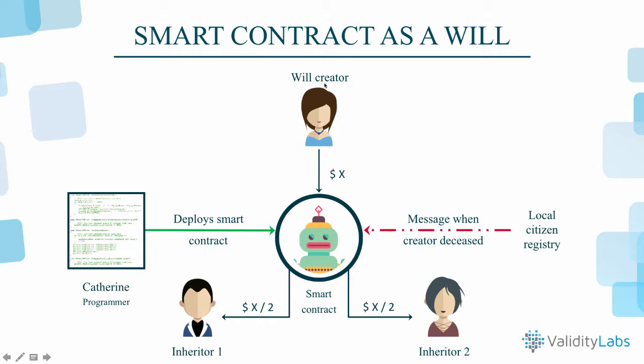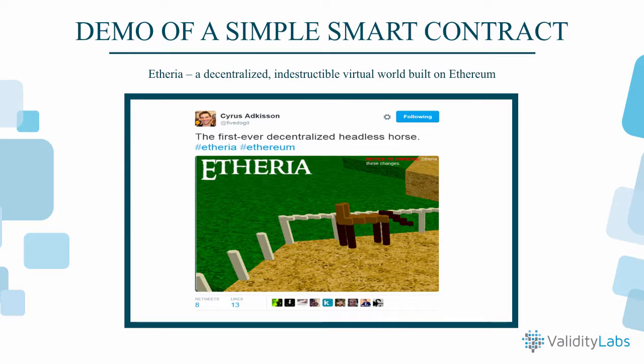The smart contract becomes an extension of the desire of the will creator and neutrally hands over the assets as programmed. In this diagram, the smart contract hands over half the financial assets to inheritor 1 and the other half to inheritor 2. In principle, more complex inheritance patterns can be instantiated by the programmer Catherine.